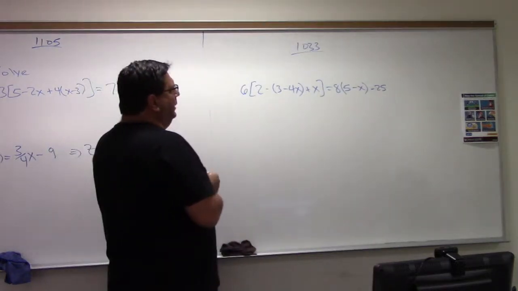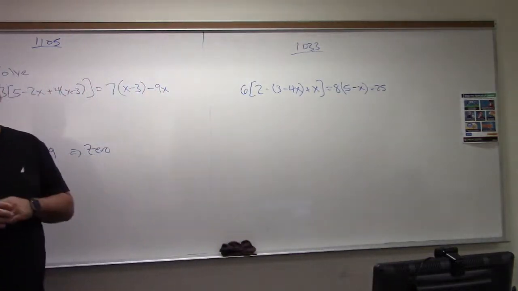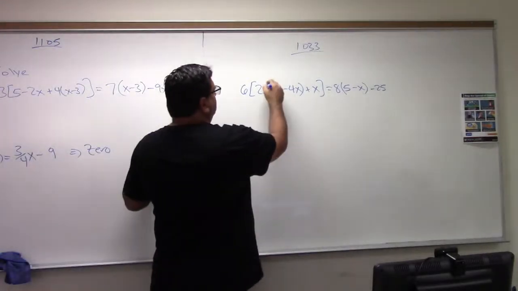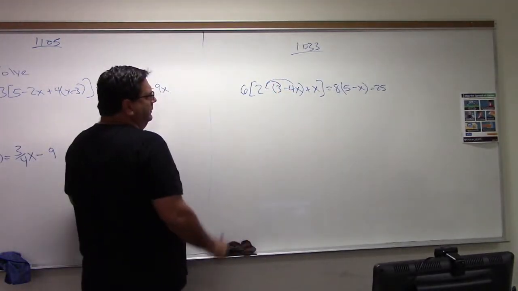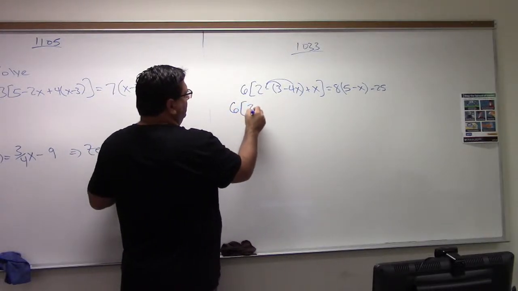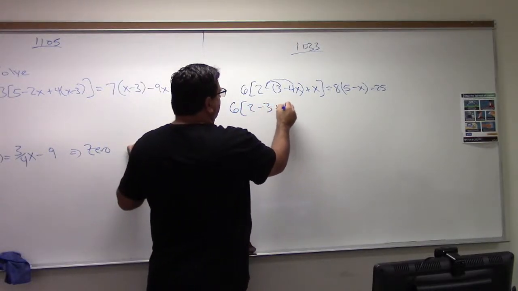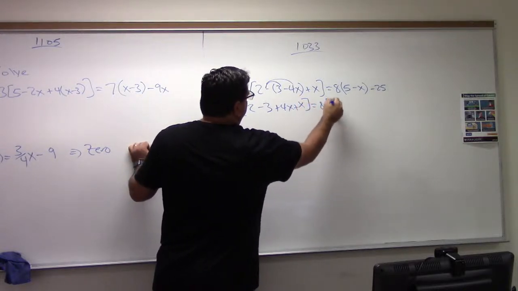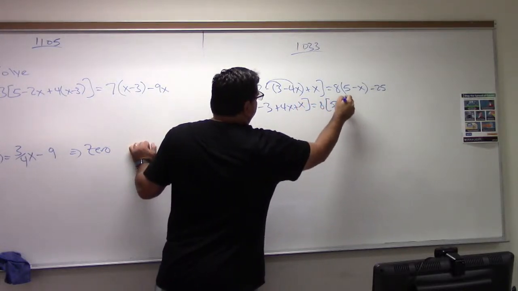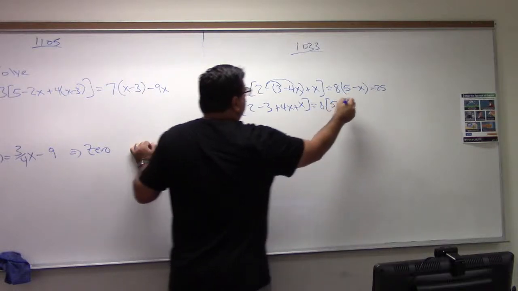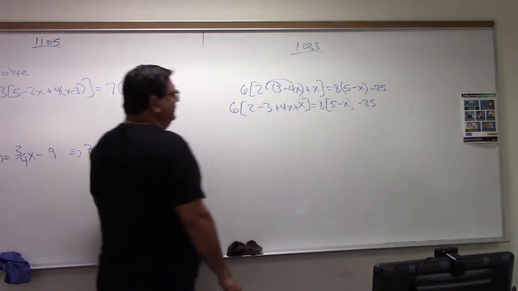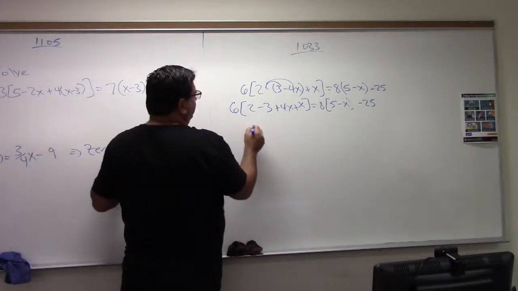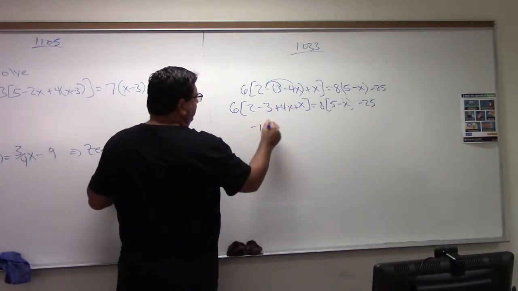All right. Now here we gotta take our time. Take our time. Inside out. We're distributing. 6, 2 minus 3 plus 4x plus x equals 8, 5 minus x minus 25, yes? Now we're going to combine like terms. 2 minus 3 is negative 1. 4x and x is 5x.